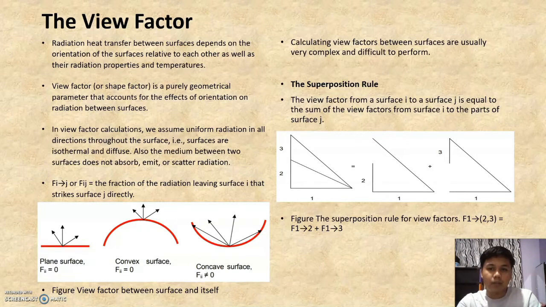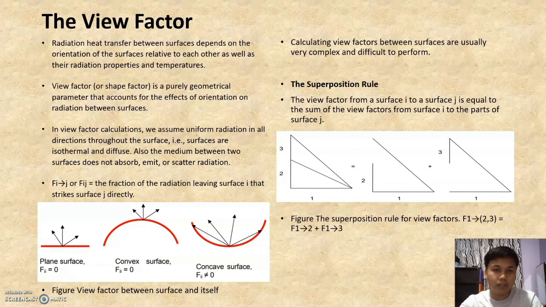In view factor calculation, we assume uniform radiation in all directions throughout the surface, which means the surfaces are isothermal and diffuse. Also, the medium between the two surfaces does not absorb, emit, or scatter radiation. As you can see in the figure, F_ii is the view factor between a surface and itself, and F_ij is equal to the fraction of radiation leaving surface i that strikes surface j directly. Calculating the view factor is complex and difficult to perform.